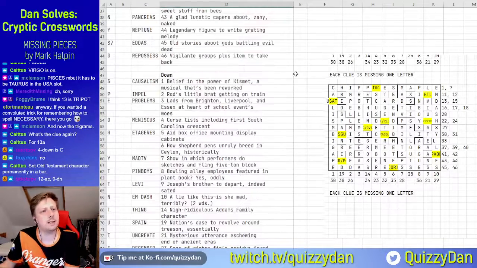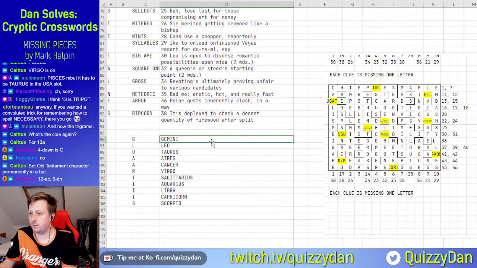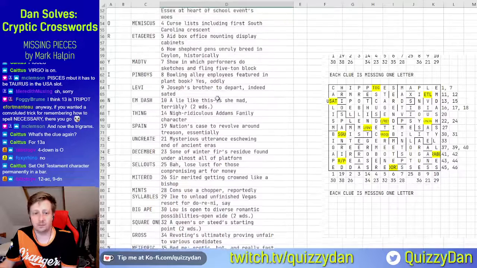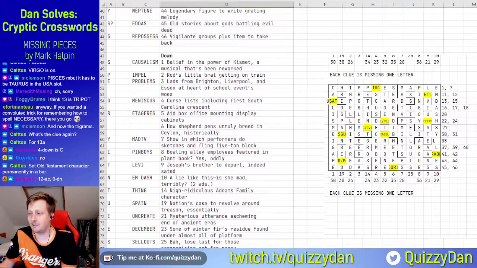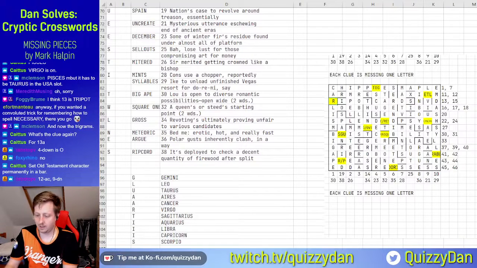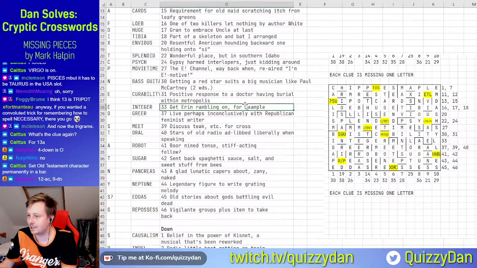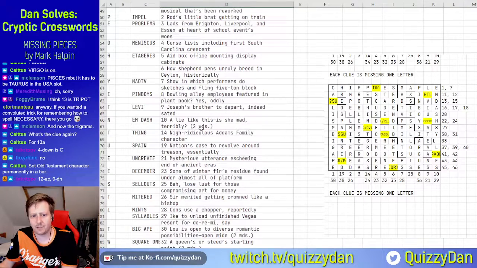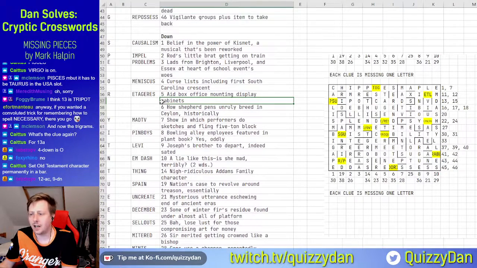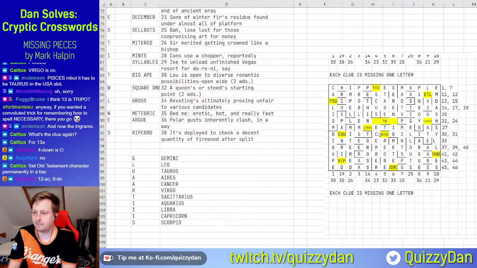13 across. What was the missing letter from 13 across? Foggy. Then 1 down is S, and then the missing letter is U. So it's something SU. Then we have 22 across. This is a little bit fiddly, but we will get there. Splendid, that's got the T. 5 down has got the R, so it's TR and A from Aries.